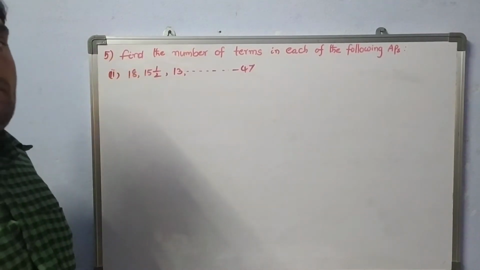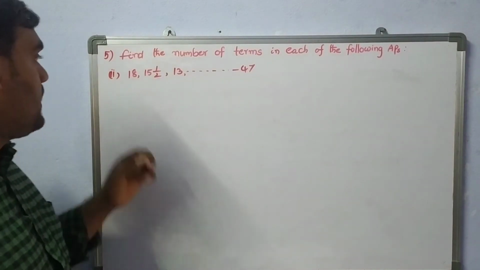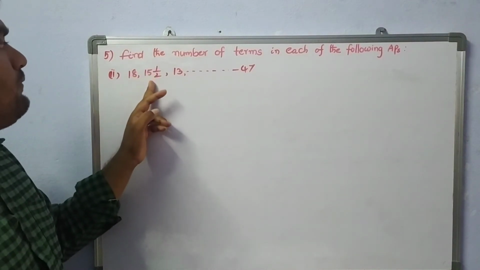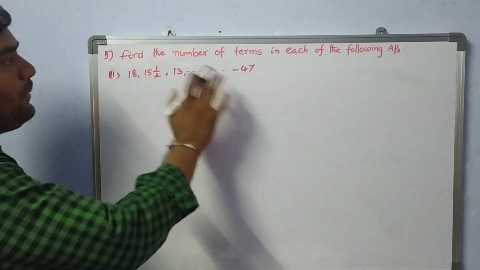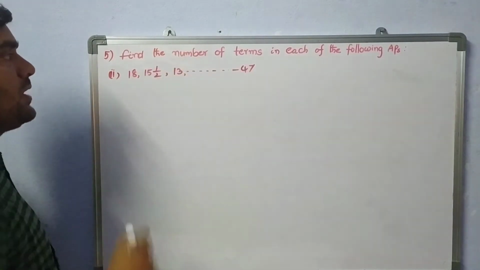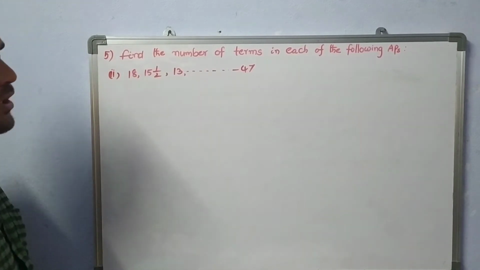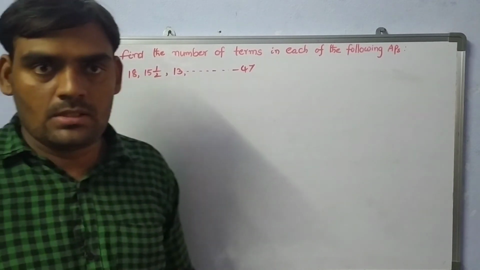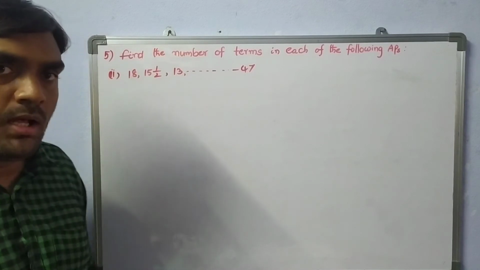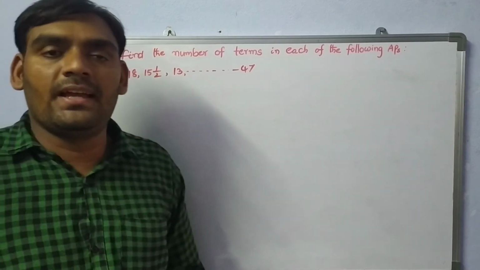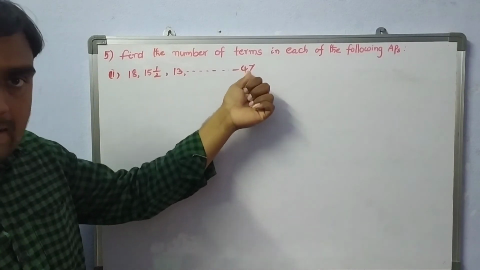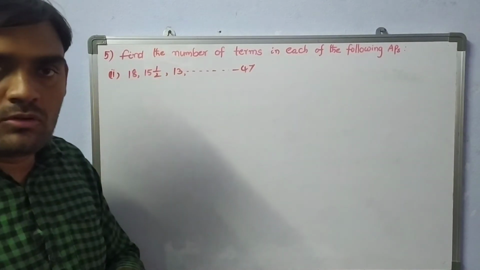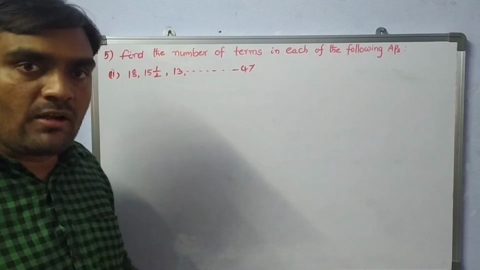Okay, in the fifth problem, second one: 18, 15 1 by 2, 13 and so on, minus 47. In this arithmetic progression, we need to find the number of terms. So first of all, if you are going to find the number of terms, we need to use the general formula or nth term formula, that is an is equal to a plus n minus 1 into d, because here we know the last term and first term also. By using this, we can find the number of terms.